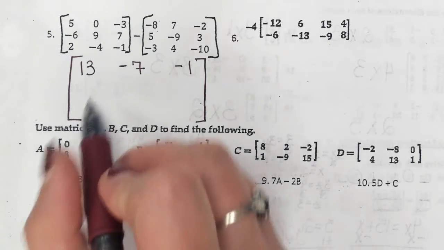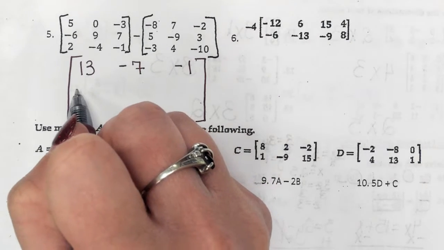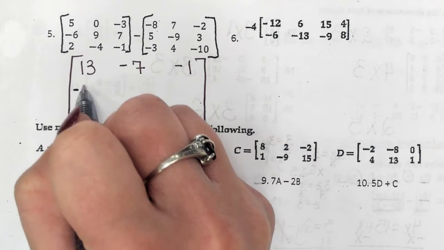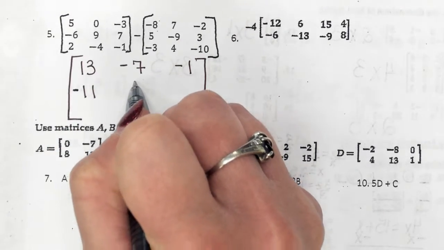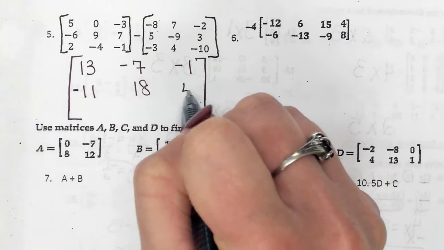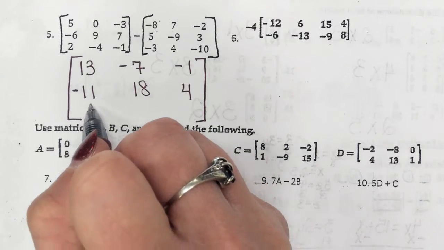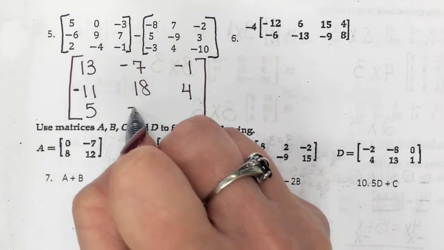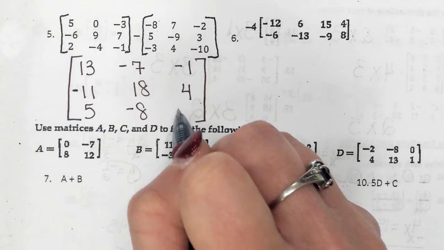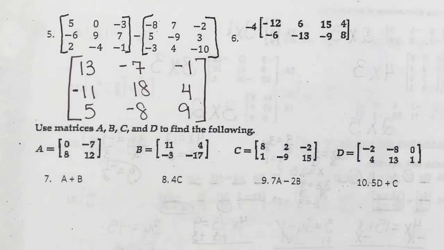All right, what about that second row? Negative how much? 11, yeah. And 4. Perfect. All right, last row, what'd you get? Negative 8, yeah. What was the last one? 9. Perfect. All right, number 6.